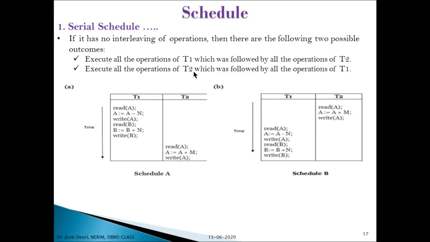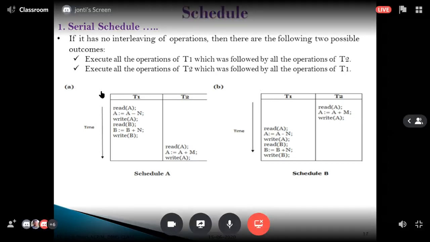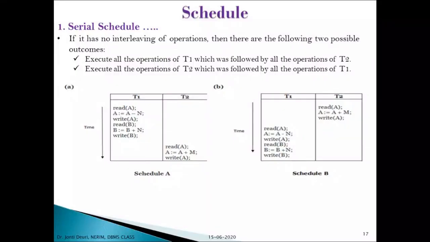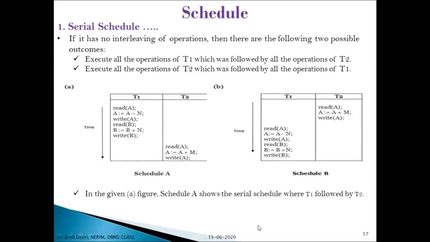So serial schedule means if you have, say, two transactions, first you have to finish the first transaction's operations, whatever operations are there. Then after completion of the first transaction only, you can start the operations of the second transaction. So that is our serial schedule. Now, what will happen in a non-serial schedule?